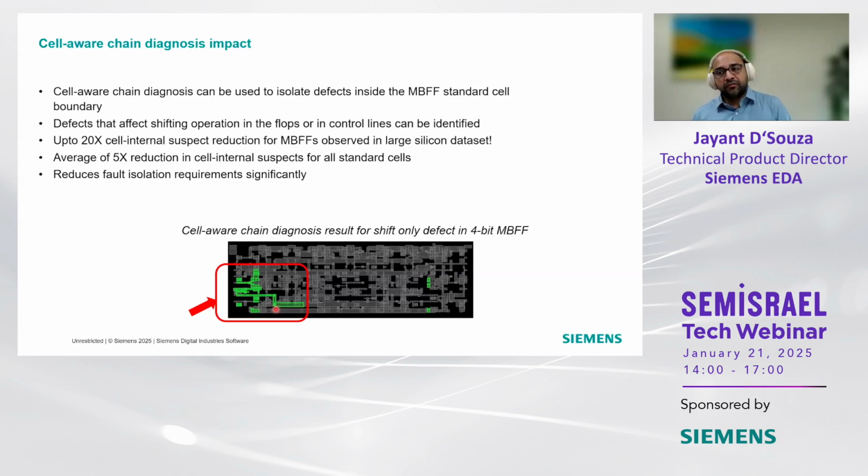This technology reduces the fault isolation requirements very significantly, because in this case, this entire box is a 4-bit multi-bit flip-flop, and we could isolate it down to a very few set of traces on a couple of layers inside of the scan cell. This is an example of something that we found in silicon, where we isolated this down to a very specific region of the scan cell where the defect was found.